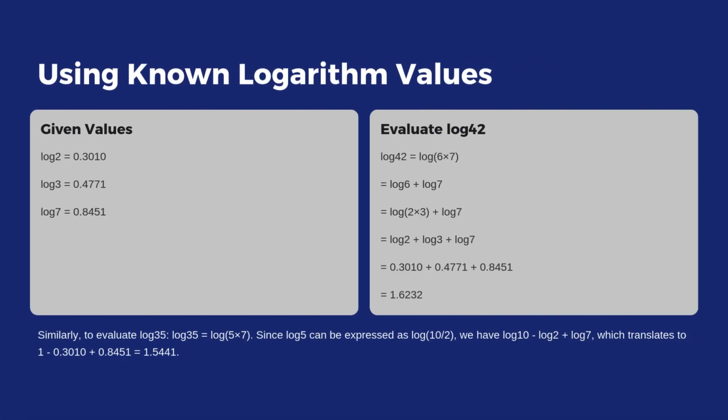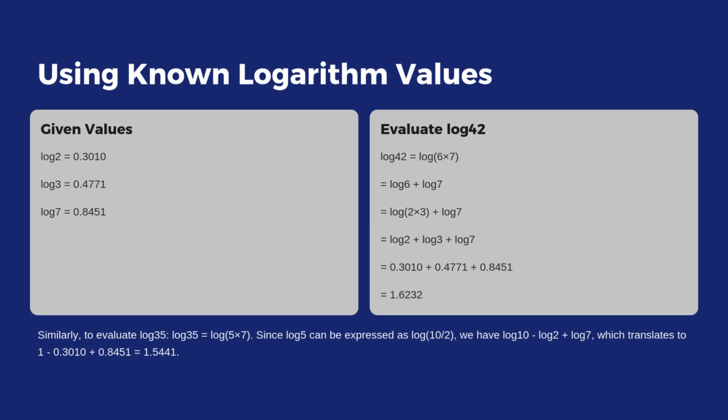Using known logarithm values. Given values: log 2 equals 0.3010, log 3 equals 0.4771, log 7 equals 0.8451. Evaluate log 42. Log 42 equals log of 6 times 7 equals log 6 plus log 7 equals log of 2 times 3 plus log 7 equals log 2 plus log 3 plus log 7 equals 0.3010 plus 0.4771 plus 0.8451 equals 1.6232.